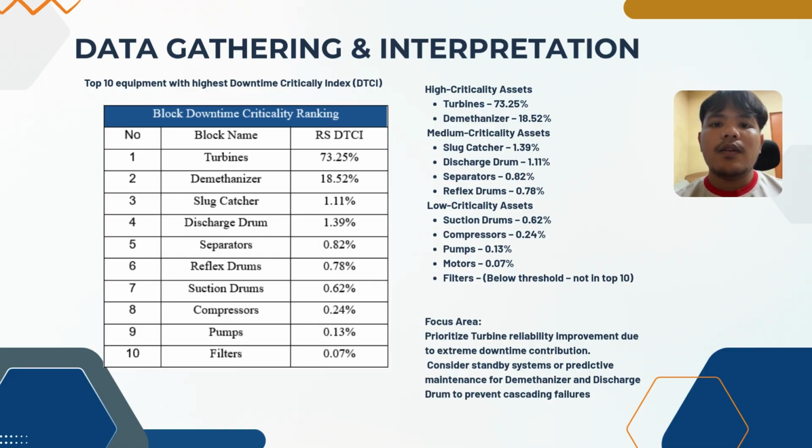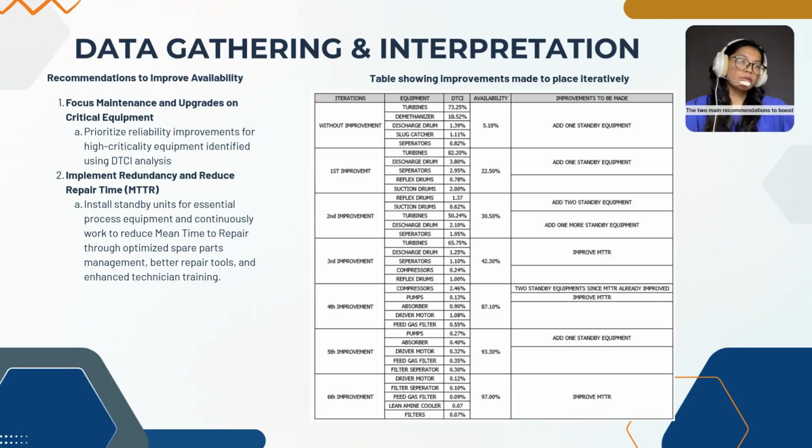So this finding will help us identify which components should be prioritized in our maintenance and improvement strategies to reduce overall downtime. The 2 main recommendations to boost availability are, first, to focus maintenance and upgrades on critical equipment. By using the Downtime Criticality Index (DTCI), we prioritize bad actor equipment such as turbines and the demetanizer. Concentrating resources here maximizes the impact on overall downtime reduction. The second one is to implement redundancy and reduce repair time (MTTR). We recommend installing standby units for critical equipment and continuously enhancing repair efficiency through better tooling, skilled personnel, and streamlined spare parts management.